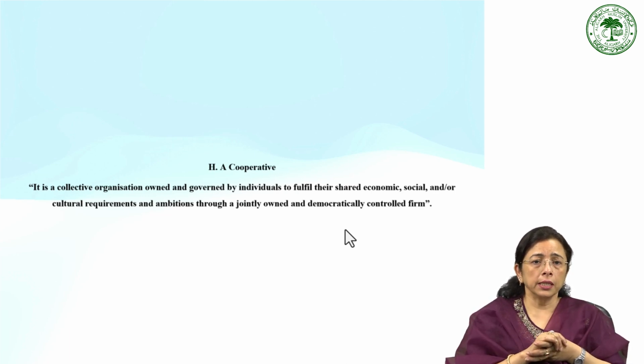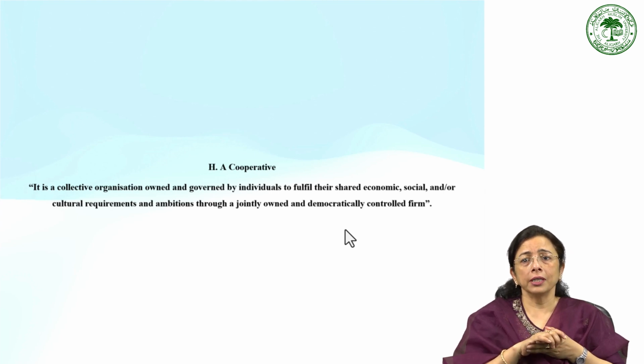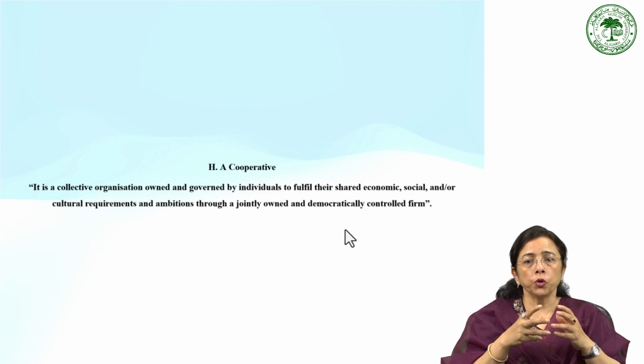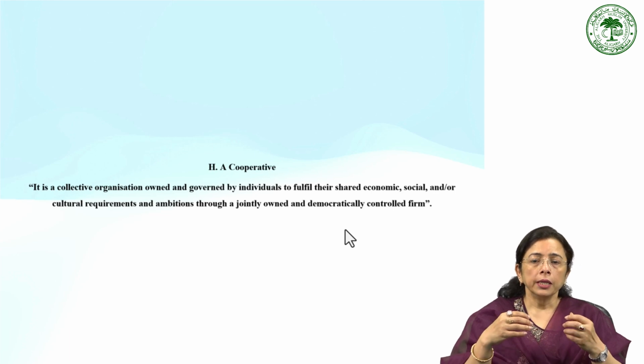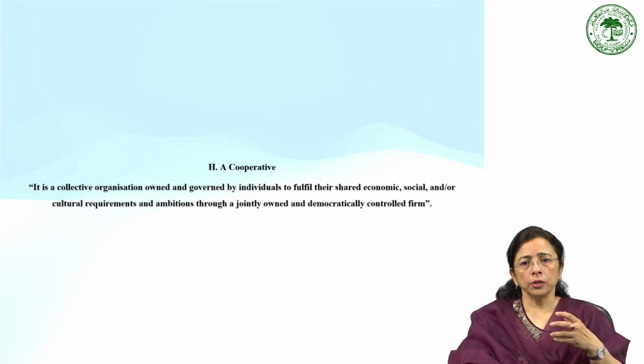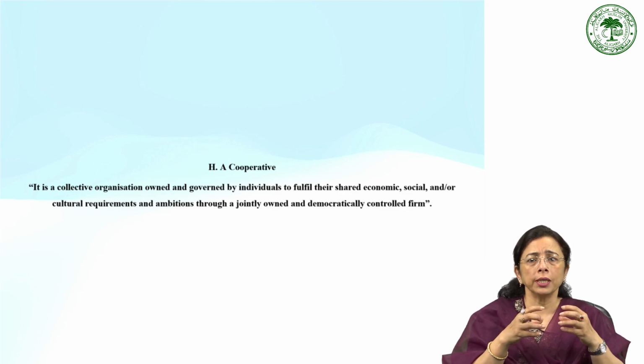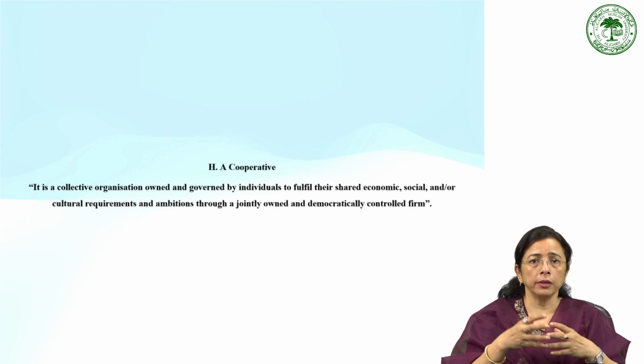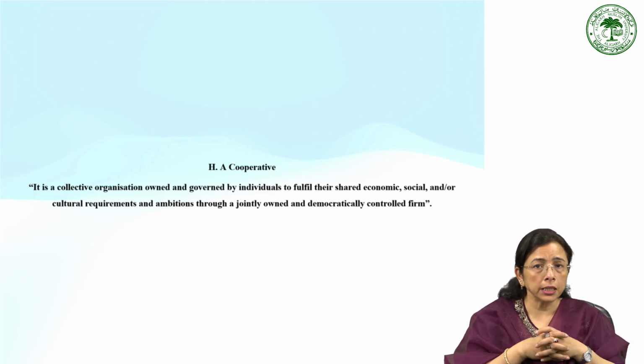The last one is the cooperative society. A cooperative is a collective organization governed by individuals to fulfill their shared economic, social, and cultural requirements and ambitions through a jointly owned and democratically controlled firm. The individuals comprise the cooperative society. They are the ones who utilize the goods, resources, and services together in order to form this organization and run it.